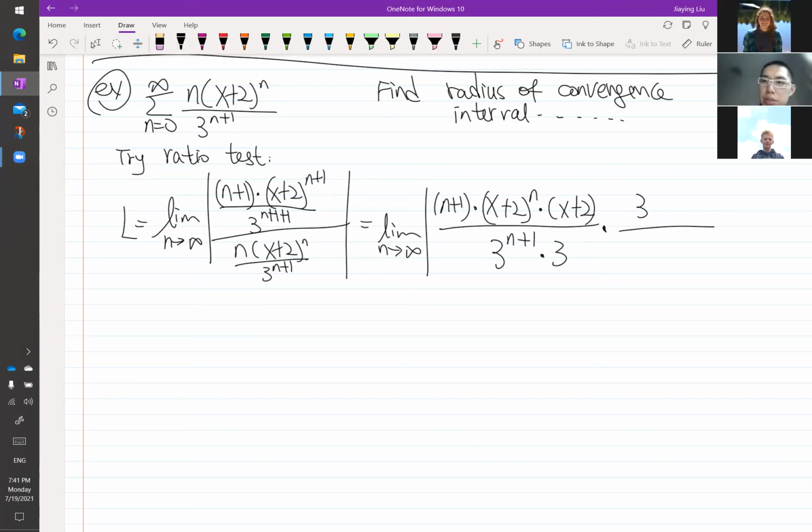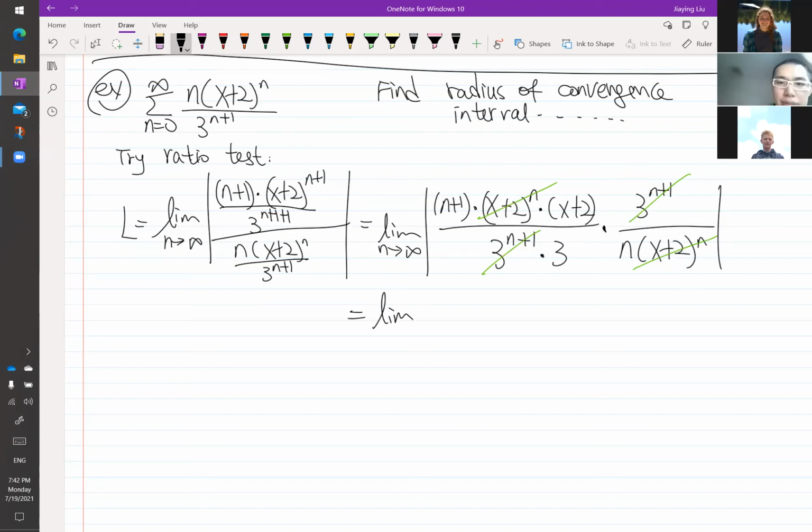And the denominator we have n times (x plus 2) to the n, absolute value. So now we can simplify 3 to the n plus 1, and we can also simplify (x plus 2) to the nth power. And the rest, just like I have done before, I'm going to put the parts with n together, and then the part that doesn't have n, I'm going to put aside.